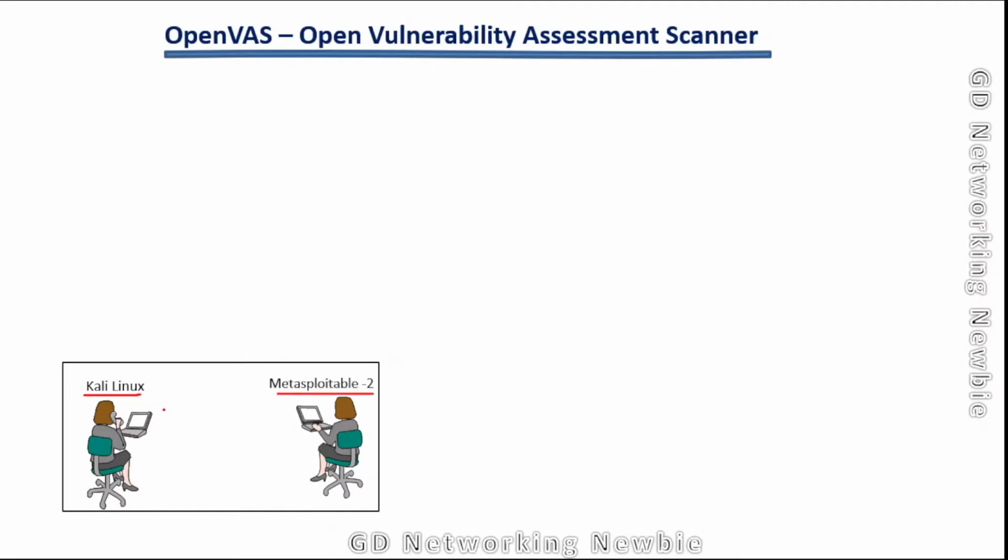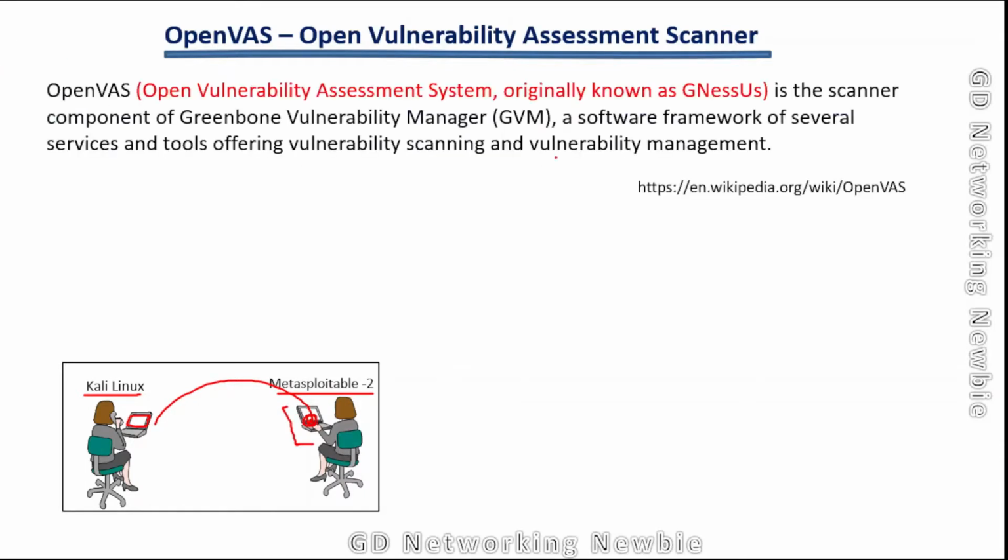So let's say we want to use this OpenVAS scanner here in our Kali Linux machine, and we want to scan our target machine, which is Metasploitable 2. So we would like to find out the weaknesses or vulnerabilities in these systems. OpenVAS is the scanner component of the Greenbone Vulnerability Manager (GVM), which is actually a software framework of several services and tools offering vulnerability scanning and vulnerability management. And you can see further details on Wikipedia.